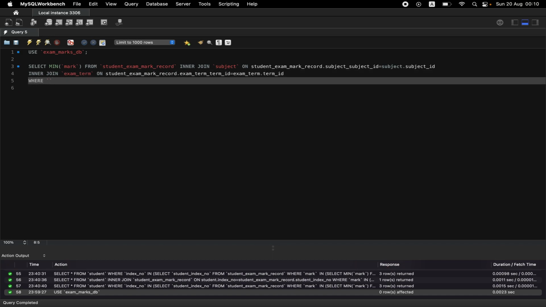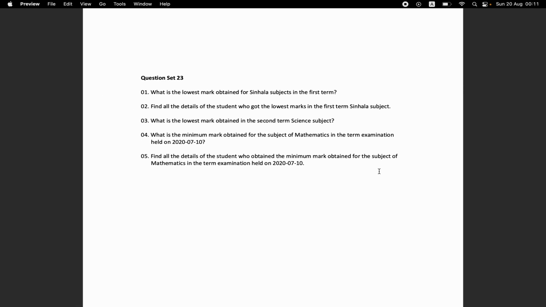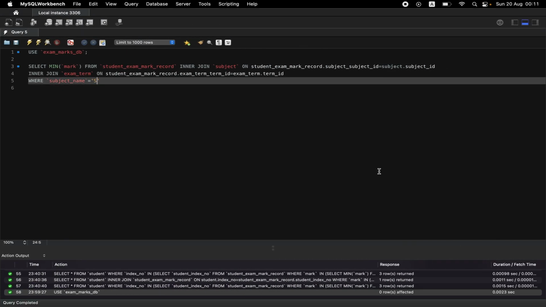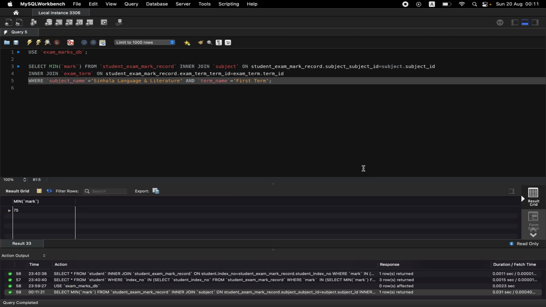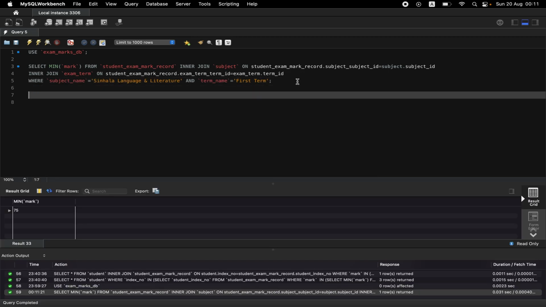where subject name equals single subject and term name equals first term. So 75 is the answer for the first question.